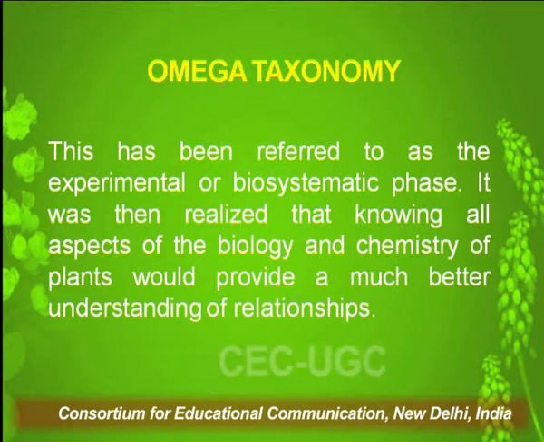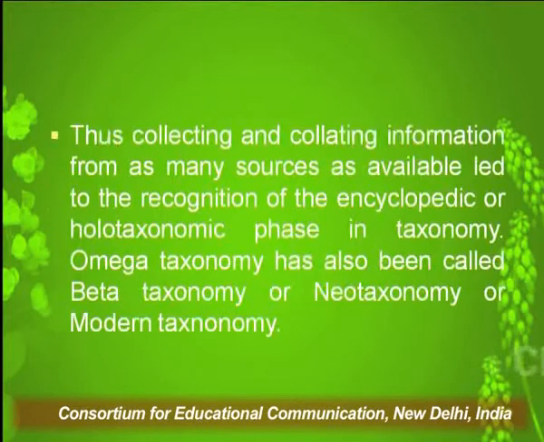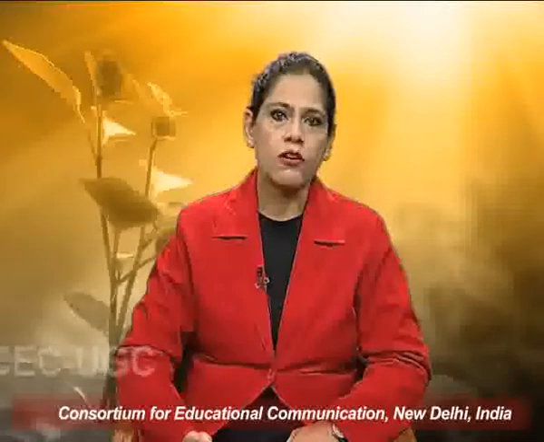Now, this has been referred to as the experimental or biosystematic phase. It was then realized that knowing all aspects of biology and chemistry of plants would provide definitely a much better understanding of relationships. Thus, collecting and collating information from many sources as available led to the recognition of the encyclopedic or holotaxonomic phase in taxonomy. Omega taxonomy has also been called beta taxonomy, neo taxonomy, or modern taxonomy.